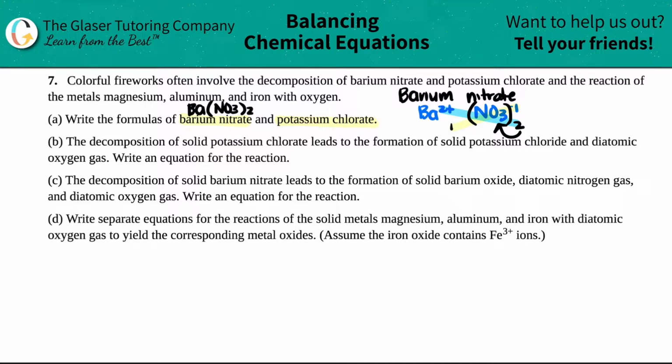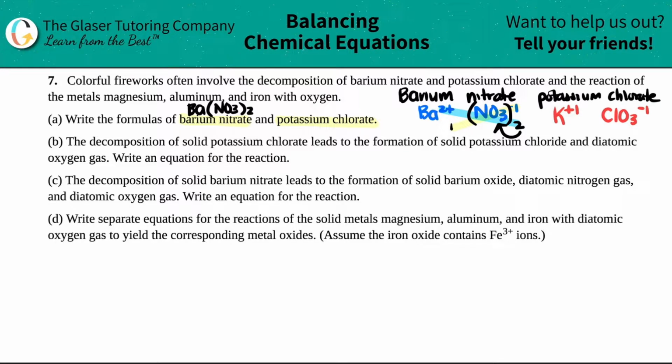The next one is potassium chlorate. Just like before, with potassium we have to get the charges. On the periodic table, potassium is K. It's a +1. It's in group 1. And chlorate is a polyatomic. Chlorate is ClO3 with the -1 charge. Gotta remember your polyatomics, mainly because they're not on the periodic table. You have to memorize them.